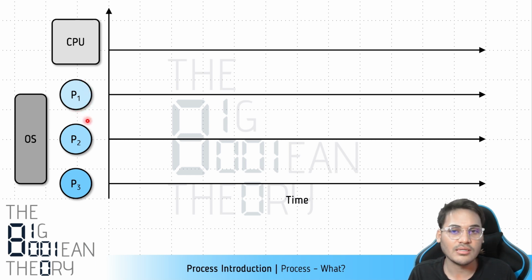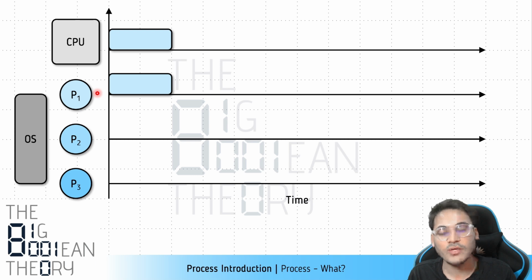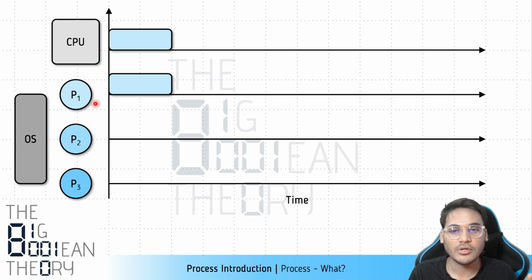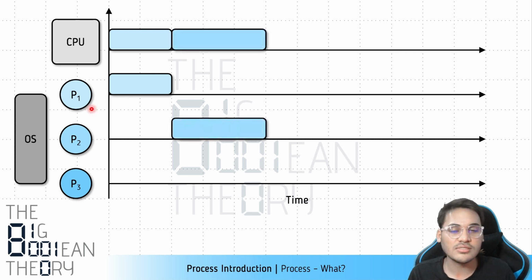So what the operating system does, it picks any one of these three processes and lets it run on the CPU. So as you can see, let's say it chooses process P1 and allocates CPU to process P1. It allows that particular process to run for some time. It will execute its instructions for some time. Then the operating system takes control of the CPU from process P1, and then it will assign it to some other process, because all the processes should get a chance to execute on the CPU.